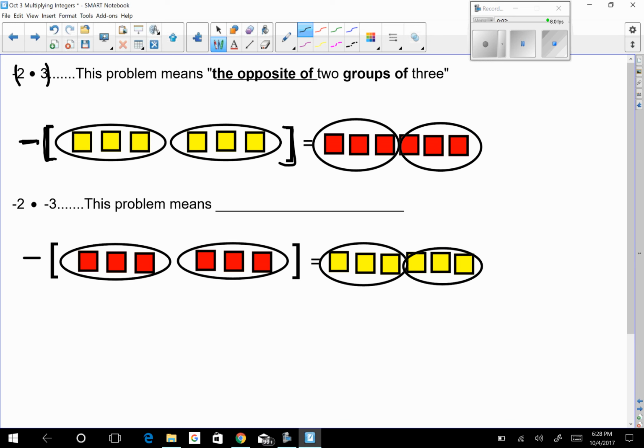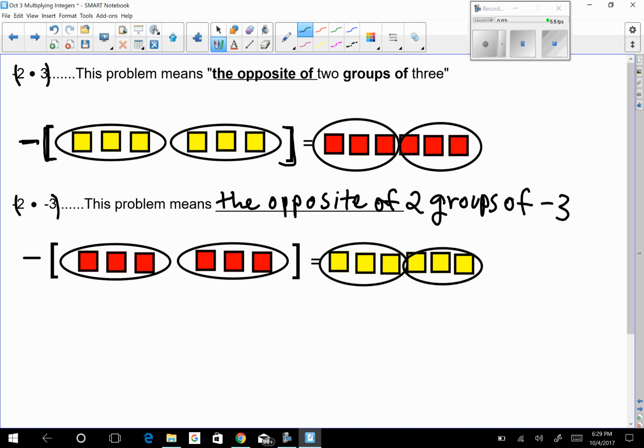So let's move on to this one. Negative 2 times negative 3. What does that mean? The opposite of 2 groups of negative 3. That negative sign in the front means the opposite of. So again, with your picture, you see how we have our bracket and our negative sign on the outside of the brackets? You got to do that too. And inside, it says we need 2 groups of negative 3. So what is the opposite of 2 groups of negative 3? 2 groups of positive 3.